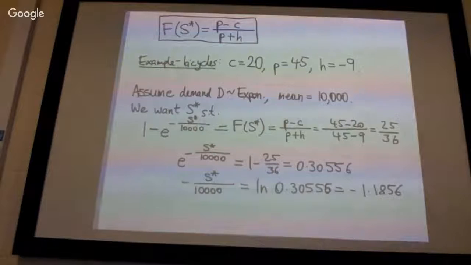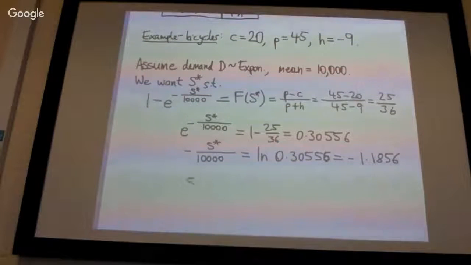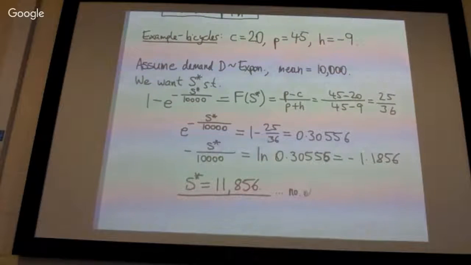And so from this we get the final answer. So 10,000 times 1 point this, so this is 11,856 is what you should order. Which solves the example.